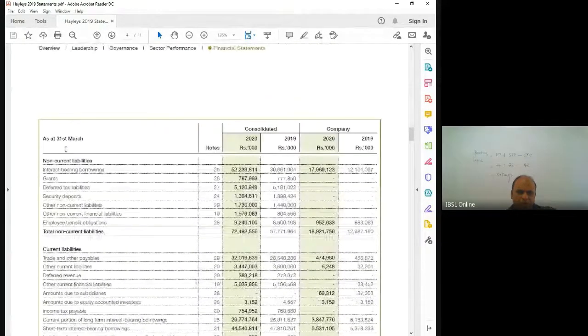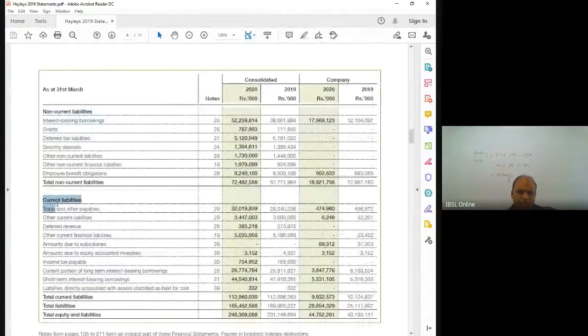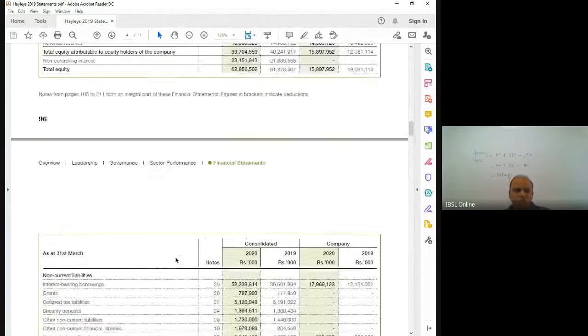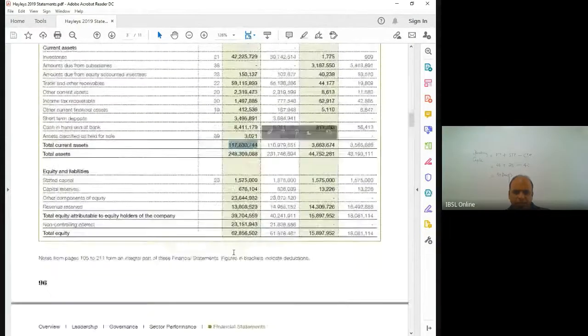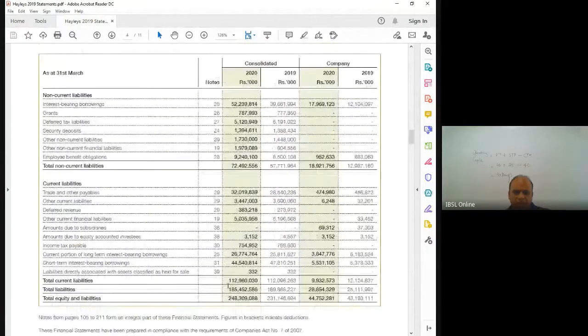Then you have the non-current liabilities and the current liabilities. So when you want to calculate the current ratio, what do you do? You take the current assets. Total current assets are 117 billion and current liabilities are only 112 billion. So when you calculate the ratio, how much will it look like? It will be like 1.2:1. Which means they are not maintaining the liquidity position perfectly, because the perfect position will be 2:1. But here they are somewhat managing.